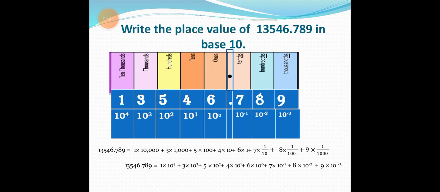Then write the place values of 13546.789 in base 10. For doing that, first of all we put the digits, and then we write their places. As you know, ones is raised to power 0, so 6 remains 6. Tens is 4, so it's 10 raised to power 1, so it's 40. Then hundreds is 500. Like that you do it. Here you can see it's multiplied by 1, multiplied by 2. The whole working is shown here, so you can click it.